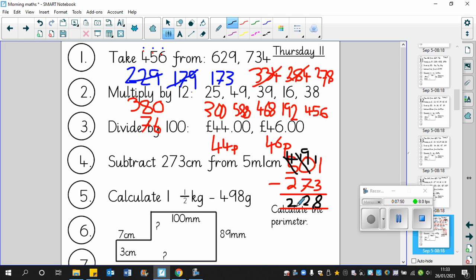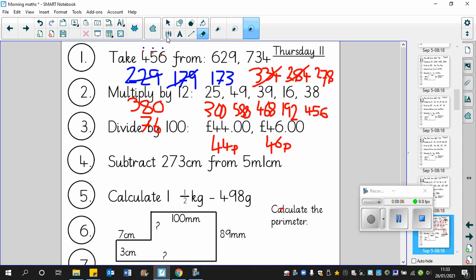Right, 228. So basically the answer is 228 centimeters. So how does that look? 228. Yes, that's perfect. Perfecto. Okay, question number 5. Let's make a bit of space.